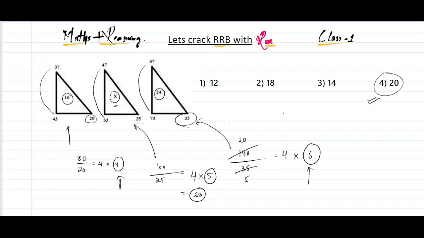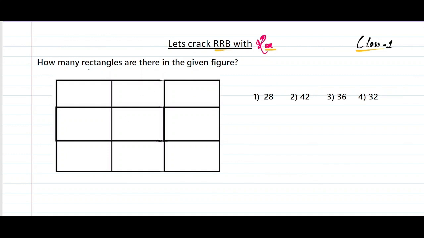Okay, next question. See this question. Here we need to find the number of rectangles in the given figure. See, why did I pick this question? We have to know how to find the number of rectangles, how to find the number of triangles. We already did the question regarding how to find the number of triangles, right? Now we'll learn how to find the number of rectangles.